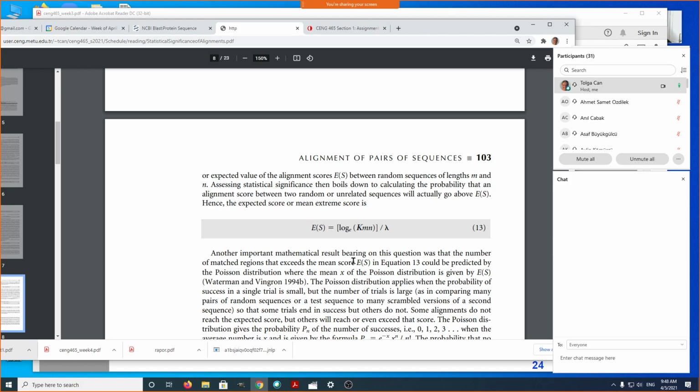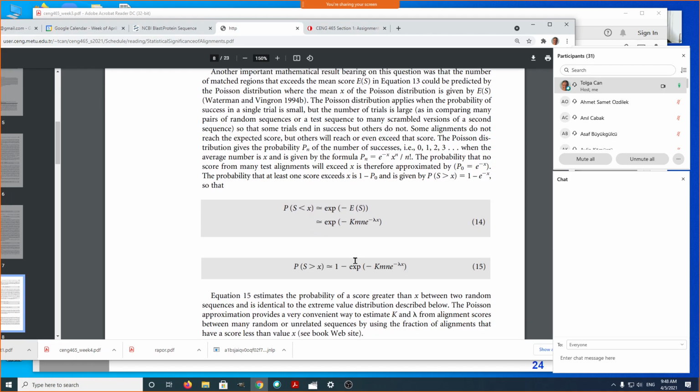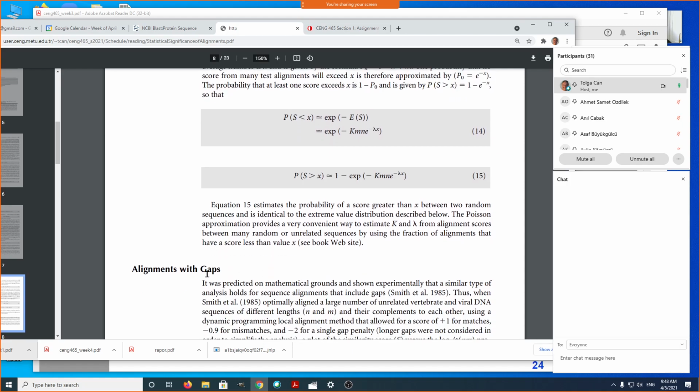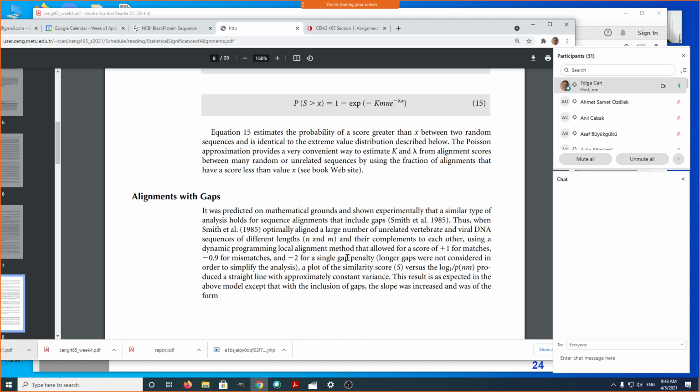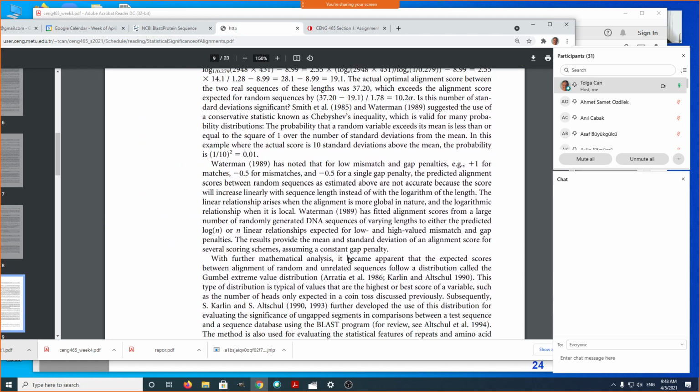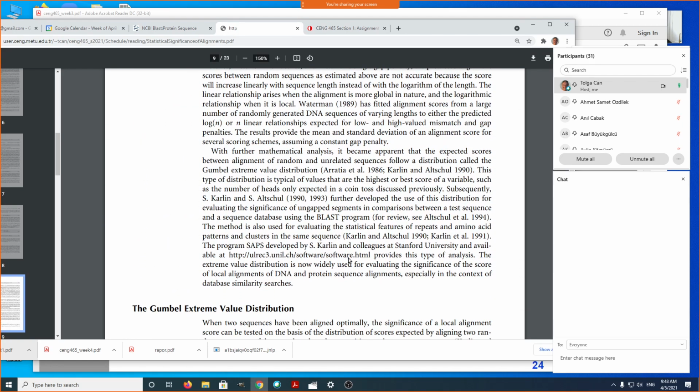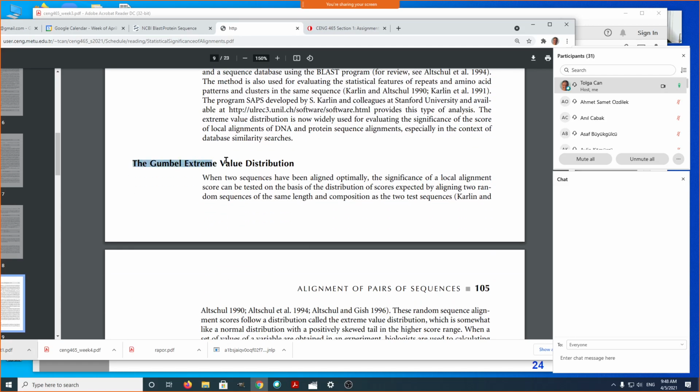By using this, Karlin and Altschul developed it into a score. Assessing the statistical significance of alignments with gaps is also difficult. This chapter also talks about a certain distribution, the Gumbel extreme value distribution, which is the distribution of scores of alignments between random sequences. They look like this distribution actually.